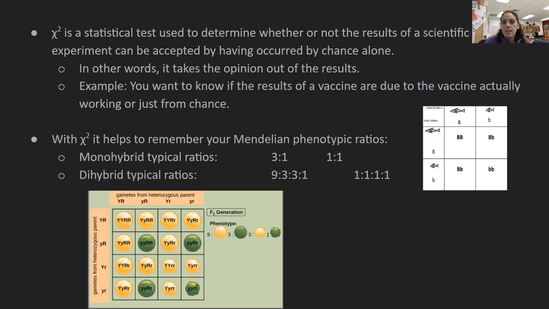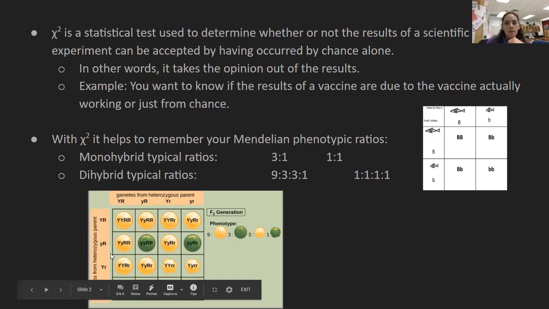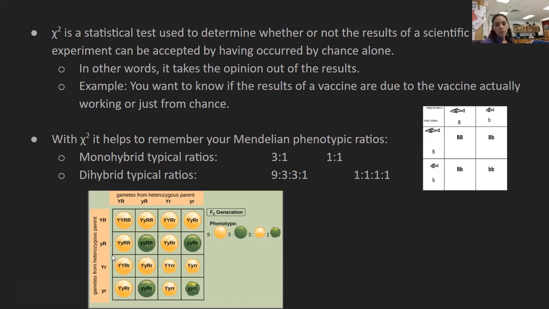Our dihybrid typical ratios, if both parents are completely heterozygous, like this one down here with our P's, then we have a 9-3-3-1 ratio. If we have a homozygous recessive parent crossed with a heterozygous, then we get that 1-to-1-to-1-to-1 ratio.